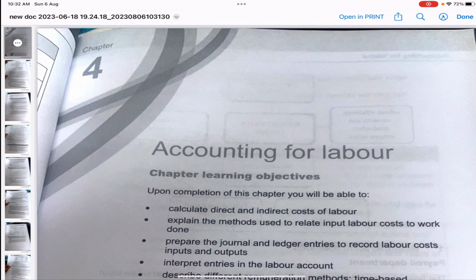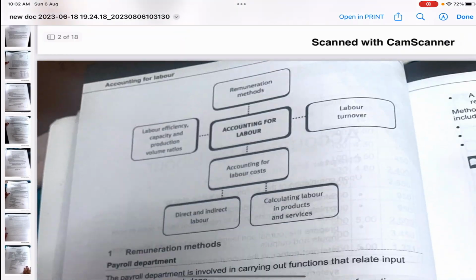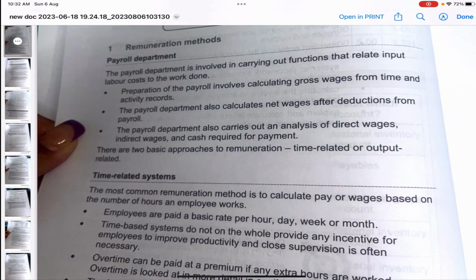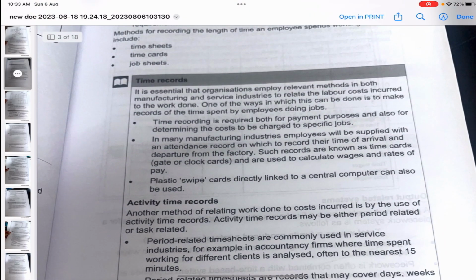So let's first quickly revise what we have seen in part 1. Accounting for labor: we have been seeing how we are going to account for labor in our books. We saw that there are time related systems and output related systems. Time related system focuses on how much time the worker worked for, and output related system focuses on how much output has been produced by the worker in a given period of time.